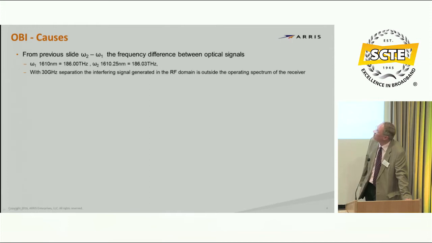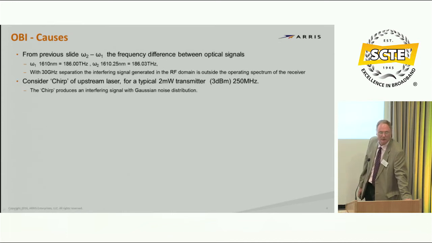So we look at the slide we have up there, the two wavelengths. If we take two 1610 return transmitters, one at 1610 and one at 1610.25, you actually get the frequencies of the two. And you see from up there, there's a 30 gigahertz separation between those two signals. Well, that 30 gigahertz separation is not going to cause any problems because it's outside the receiver bandwidth.